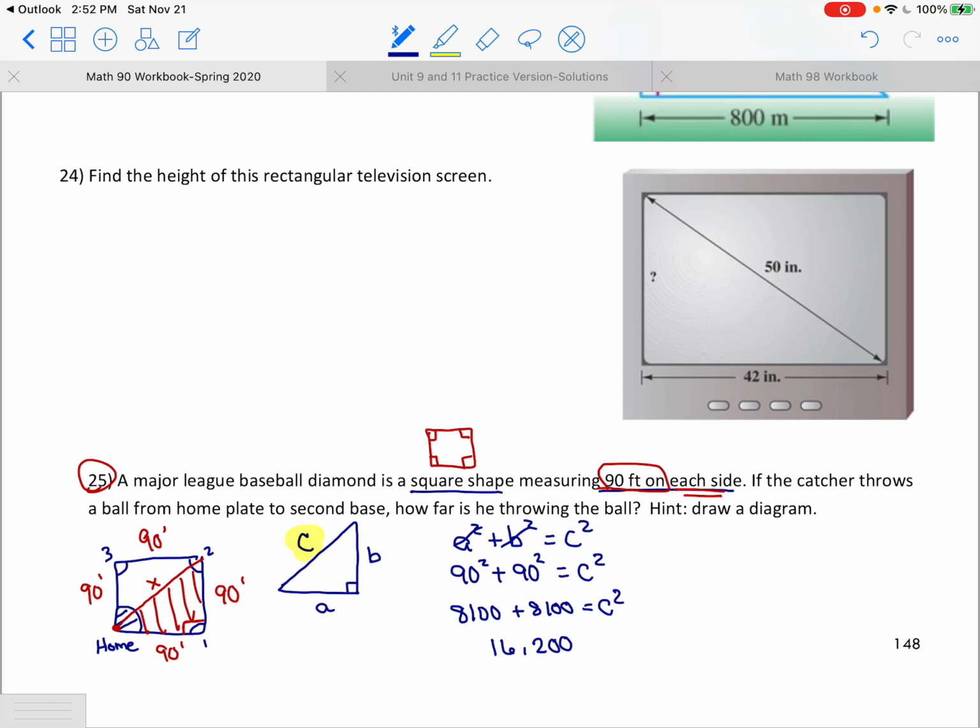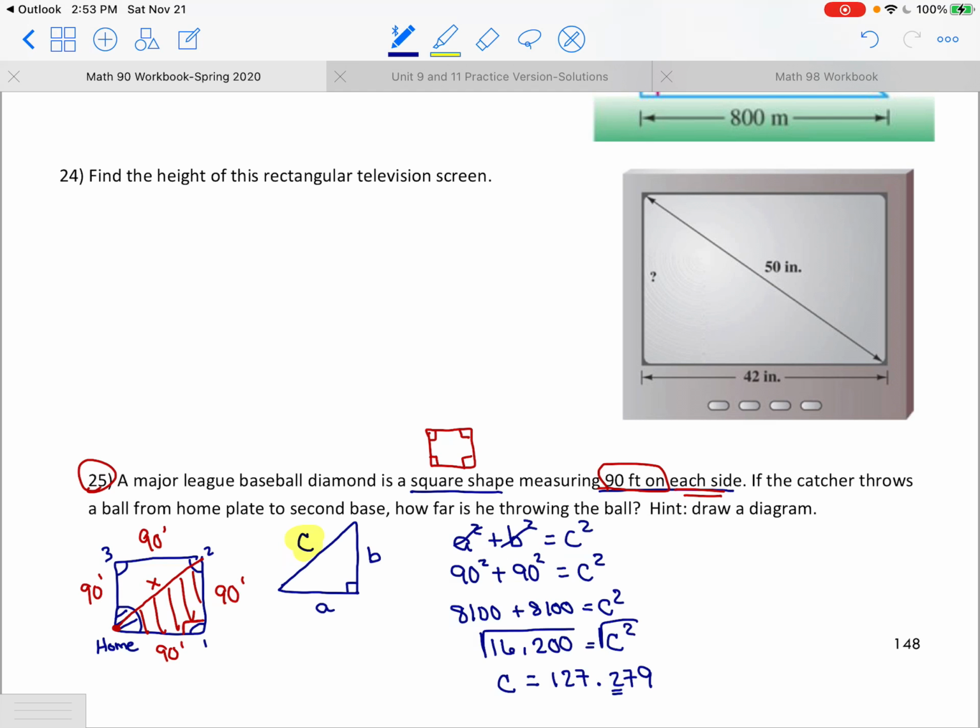So if we add those two together, we've got 16,200 is equal to c squared. And you guys could have used x squared instead of c. It's completely up to you how you set that up. All right, so when I take the square root of 16,200, I get a fairly big number, 127.279.